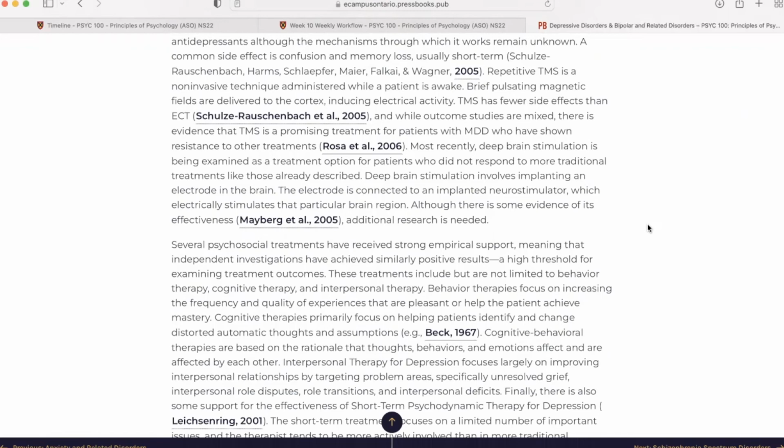Most recently, deep brain stimulation is being examined as a treatment option for patients who did not respond to more traditional treatments like those already described. Deep brain stimulation involves implanting an electrode in the brain. The electrode is connected to an implanted neurostimulator, which electrically stimulates that particular brain region. Although there is some evidence of its effectiveness, additional research is needed.